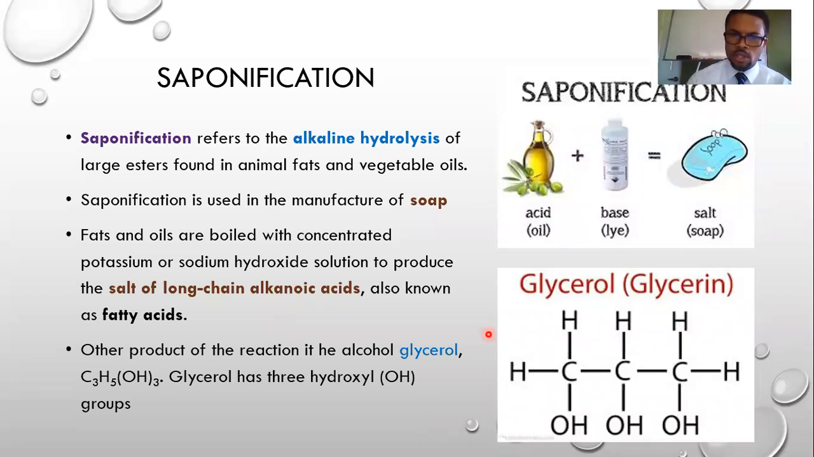Saponification refers to the alkaline hydrolysis of large esters found in animal fat and vegetable oils. Why do we use large esters? That's a big question. Could anybody tell me? I'm just trying to see if you could remember or at least come up with it. Why do you think we're going to use large esters? These long chains. Yes, Kylie, are you saying something? No, I'm just thinking. Okay.